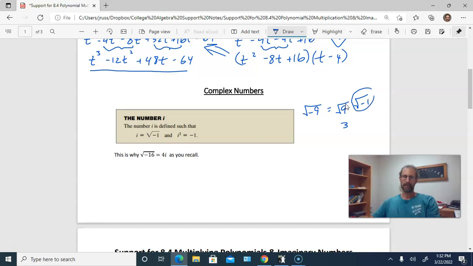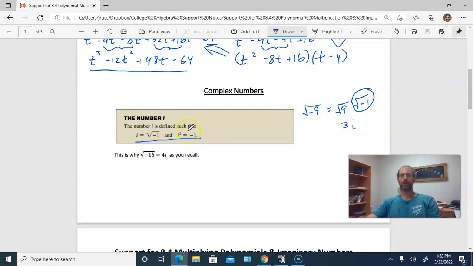And then by definition, this definition right here, guys, tells us what the imaginary root is. It is defined to be the square root of negative 1. So that's where the i comes from. So the square root of negative 9 is what we call a purely imaginary number, 3i.